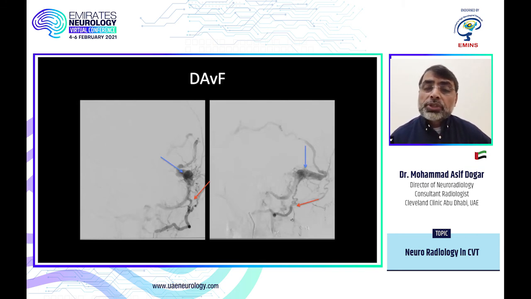So make sure that when you don't see the venous sinus, there is no DAVF. So look at your MRA images. On the post-contrast MR, you will see normal opacification of that sinus.